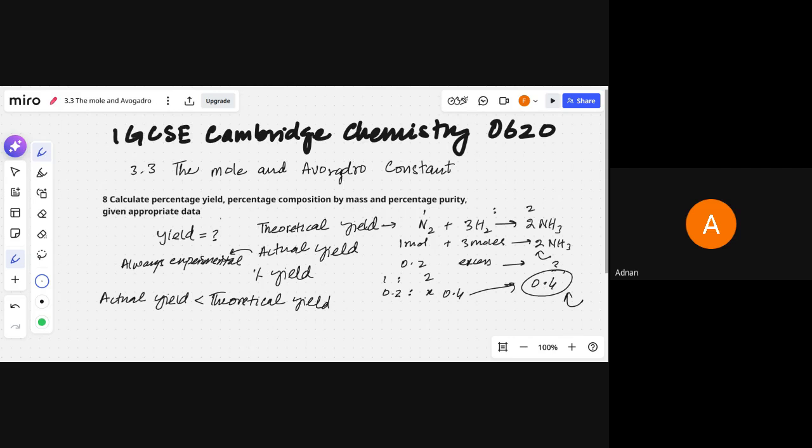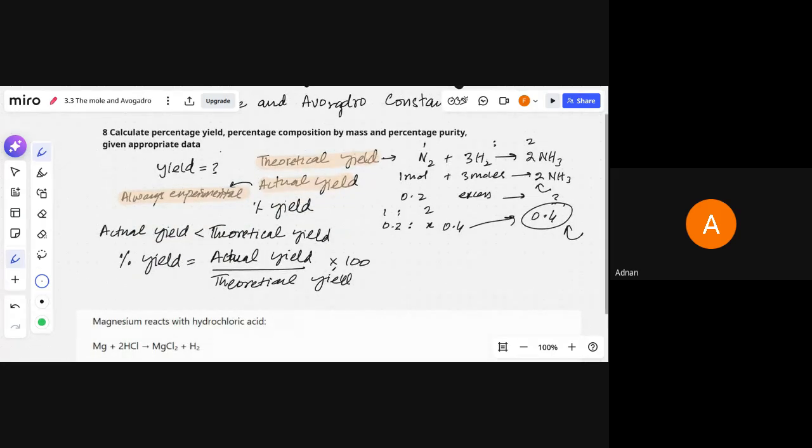Remember that. So now, as we have talked about theoretical yield, and we have talked about actual yield, that it is always experimental, now let's talk about percentage yield. So percentage yield is basically a ratio between the actual and theoretical. The formula is actual yield divided by the theoretical yield, times 100, right? So this is the formula that we use.